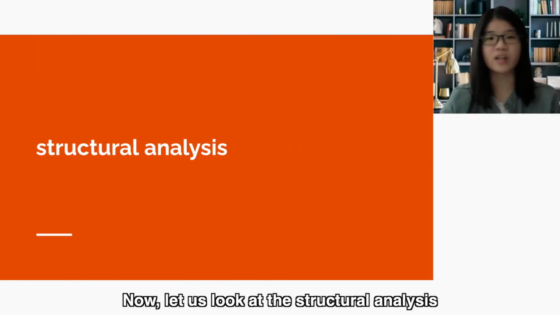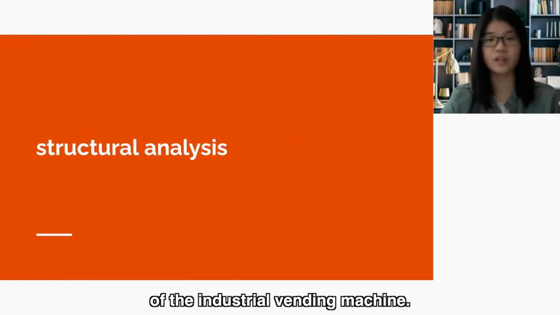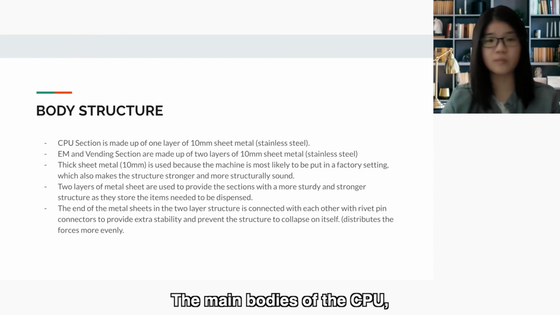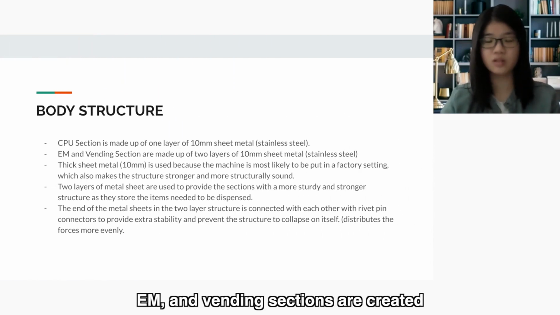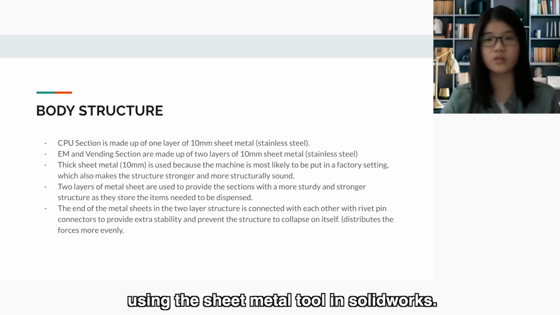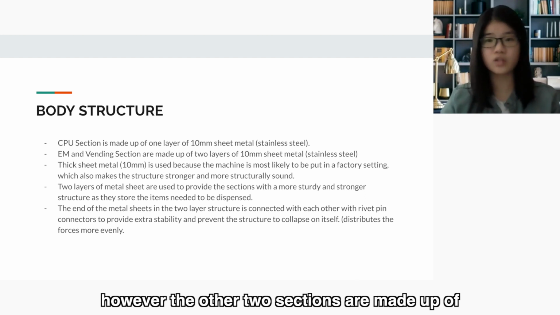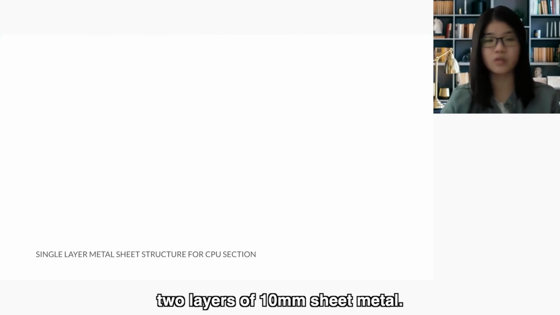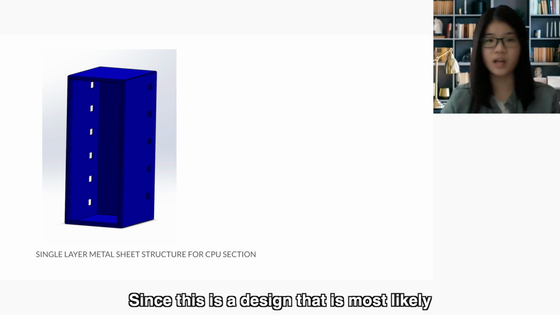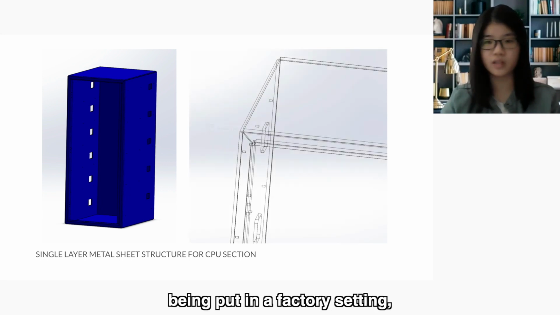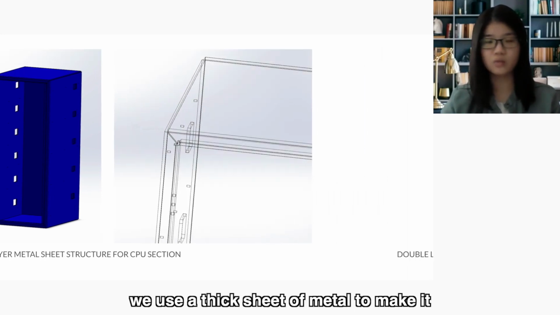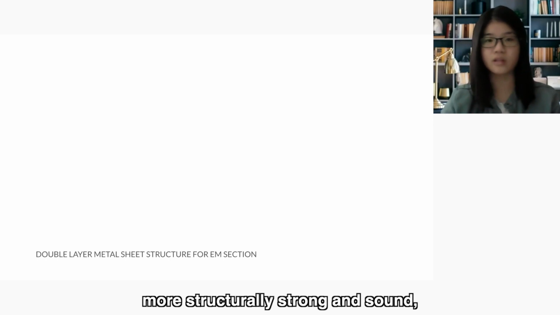Now, let us look at the structural analysis of the industrial vending machine. The main bodies of the CPU, EM, and vending sections are created using the sheet metal tool in SolidWorks. The CPU section is only made out of one layer of 10mm sheet metal. However, the other two sections are made out of two layers of 10mm sheet metal. Since this is a design that is most likely being put in a factory setting, we use a thick sheet of metal to make it more structurally strong and sound.